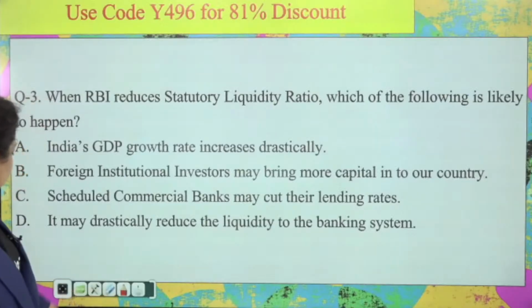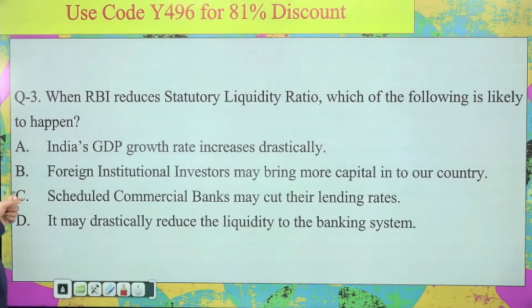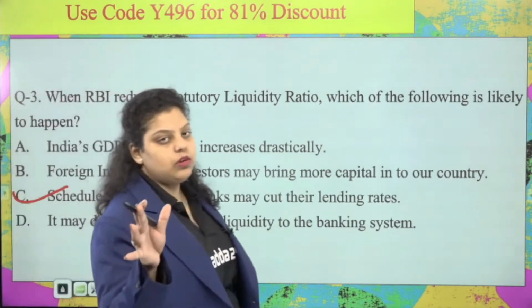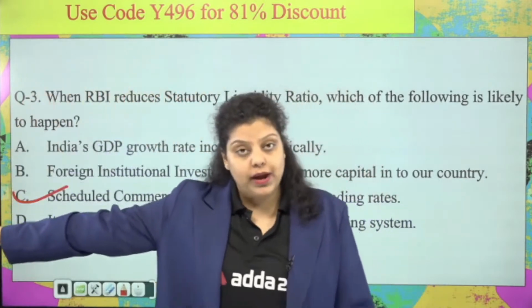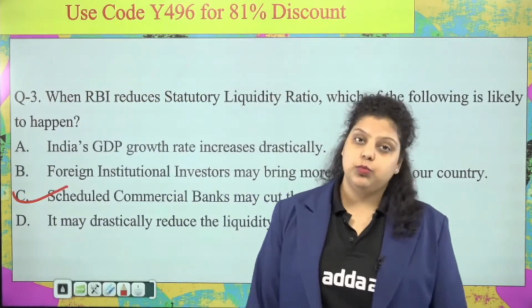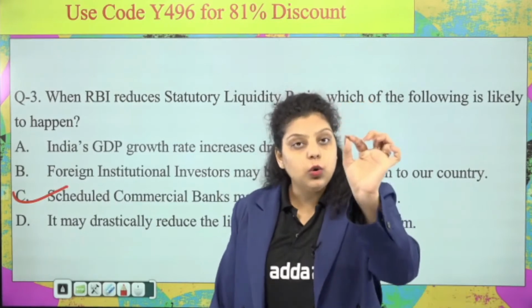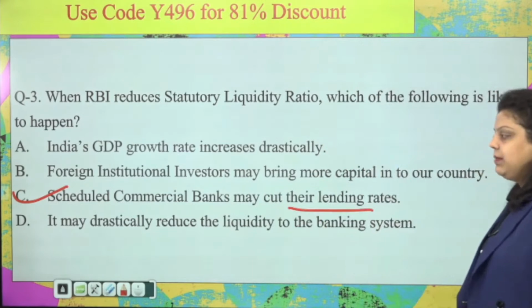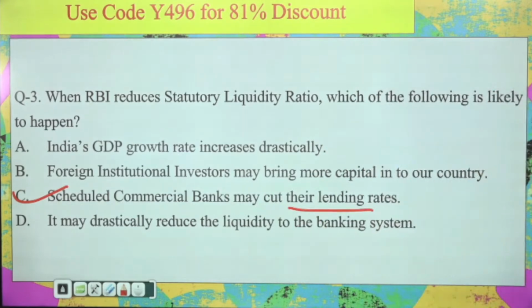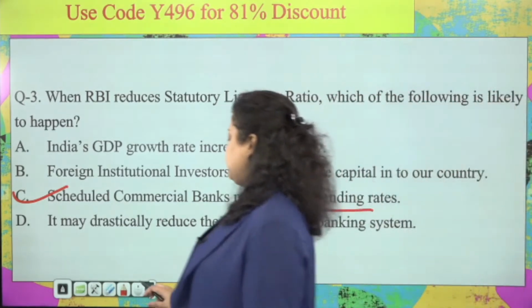So now let me know which of the following is correct. Obviously the right answer will be the C option: when the RBI reduces SLR, it means banks have to reserve a smaller amount of money with themselves, and they will have more money to provide loans. When they have more money to provide loans, they will provide loans at a low rate of interest. That's what the third point is saying. Commercial banks will cut their lending rates. So loans become cheaper here.